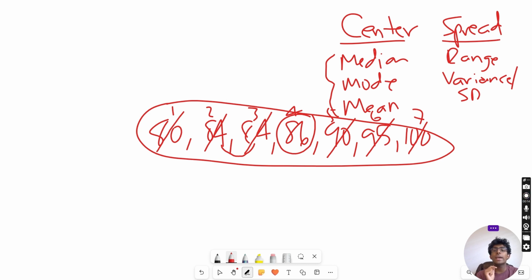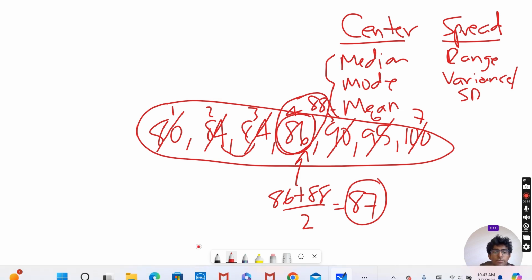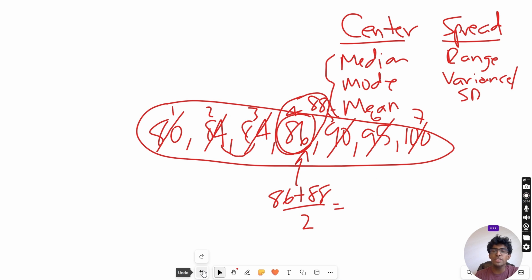However, if you have an even number of numbers in the data set, like let's say we had 86 and let's say we had 88 up here, you'd be down to these two numbers and you can't eliminate both. So in this case, you take the average of the two numbers in the middle. So 86 plus 88 divided by 2, which would be 87. And 87, that would be your median. So if you have an even number of numbers in the data set, you're taking the average of the middle two numbers, and that value would be your median for the data set. Okay? So now that's basically measures of center.